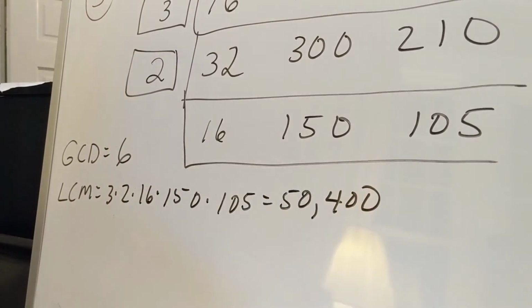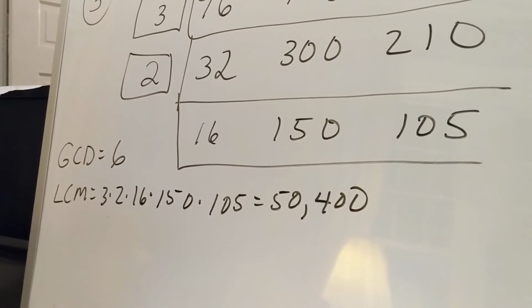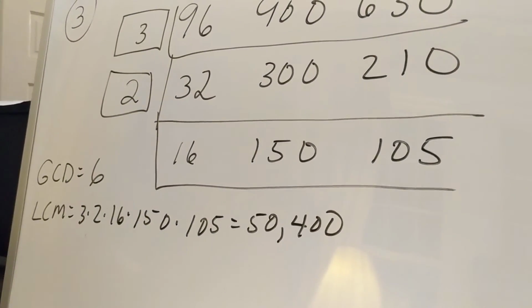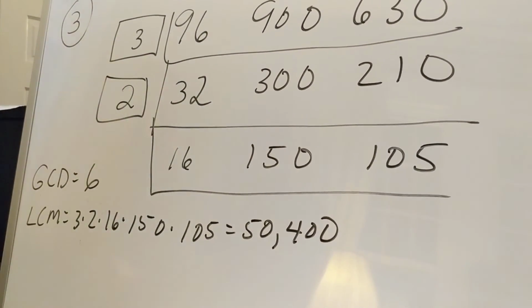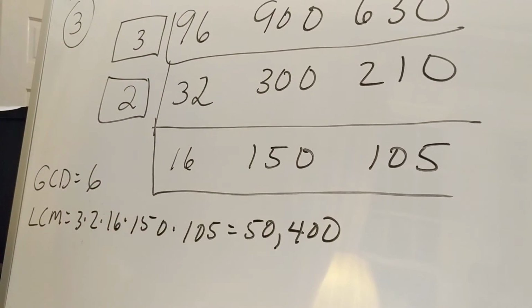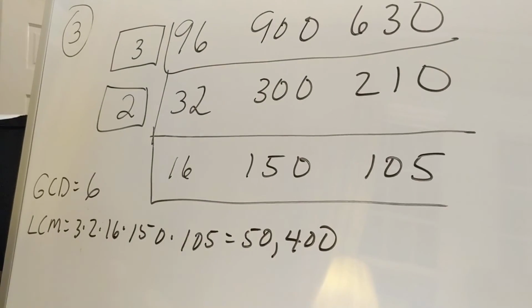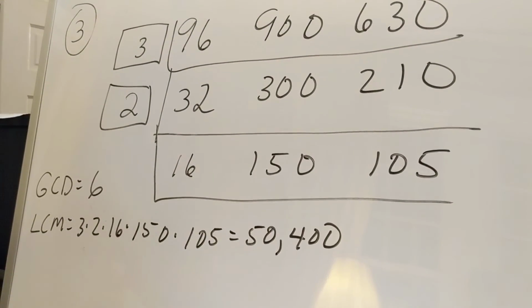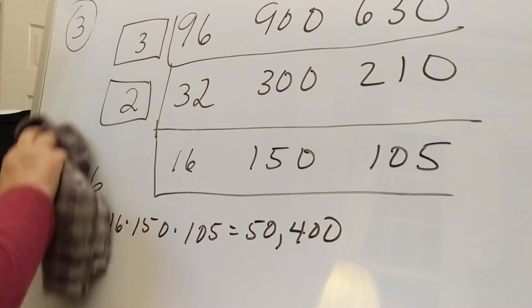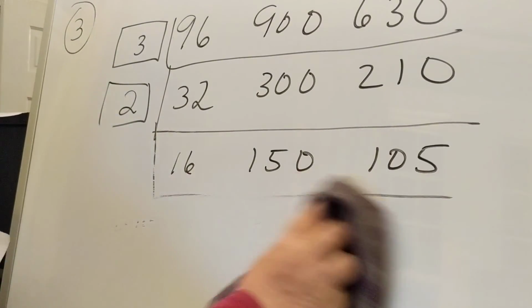Now, I haven't mentioned this yet, but least common multiple is the same thing as the least common denominator. So if you were adding and subtracting fractions with these denominators, the common one would be 50,400. Okay.